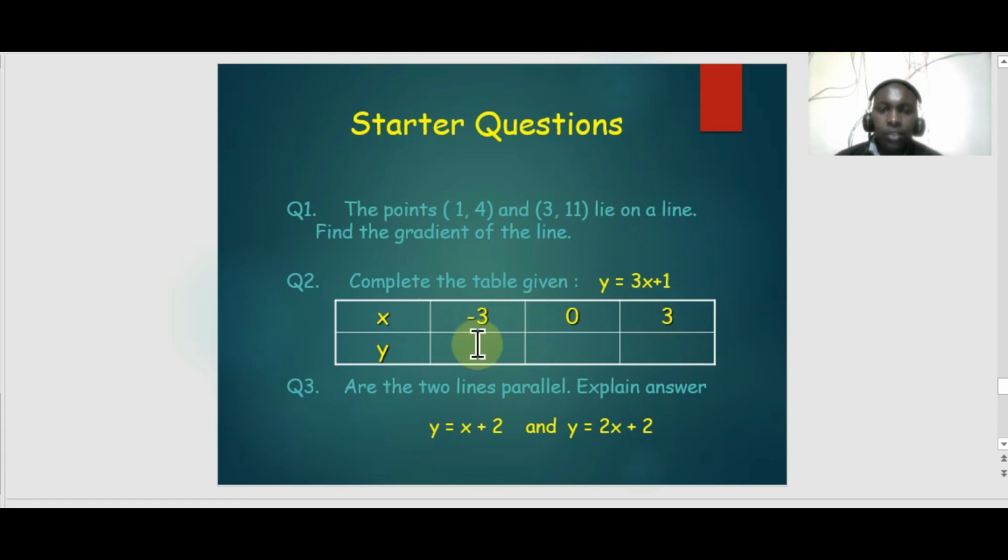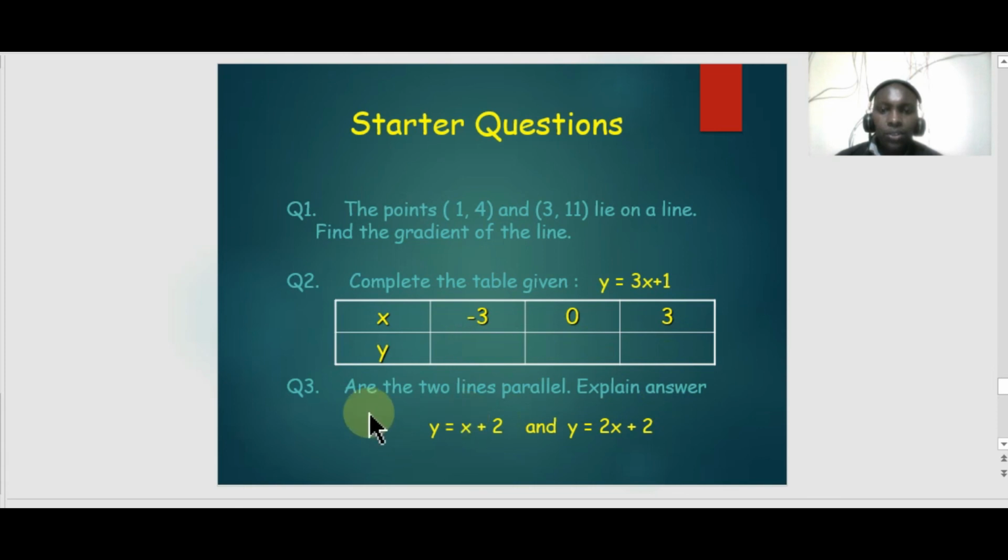This is a table of values, which is very important when you're drawing straight line graphs. So use this equation to draw this line. You can fill the first one here, then you can maybe do the rest. The equation is y = 3x + 1. When x is negative 3, we just substitute this value of x with negative 3. So you get 3 times negative 3, which gives us negative 9. Negative 9 plus 1 gives us negative 8. So in this part, you'll get negative 8. You can fill in the others.